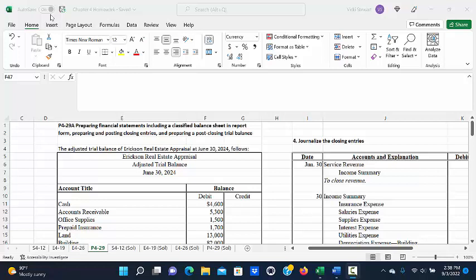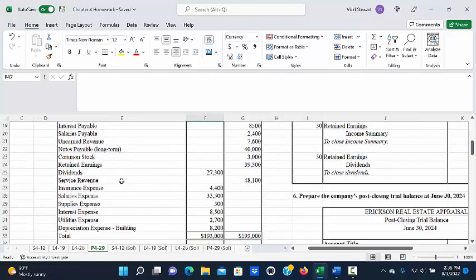This is a demonstration of problem 429A, preparing financial statements, including a classified balance sheet in report form, preparing and posting closing entries, and preparing a post-closing trial balance. So the problem gives us the adjusted trial balance for Erickson Real Estate Appraisal at June 30th, 2024, and we have the balances for each of our accounts in the adjusted trial balance.